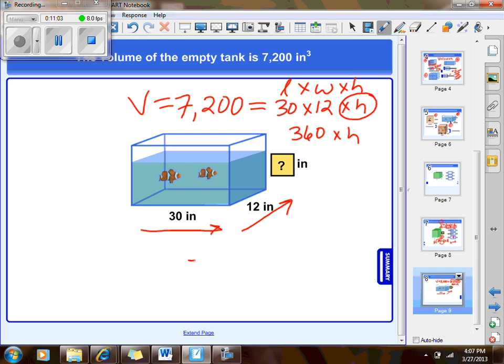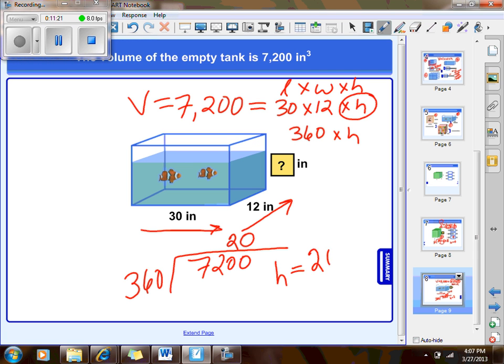So we're going to take our 7,200, divide it by 360, and we'll come up with 20. So what is our height? 20 inches. Good job.